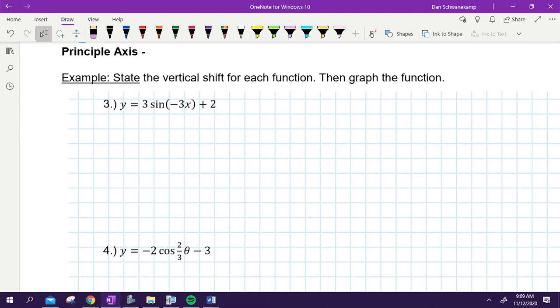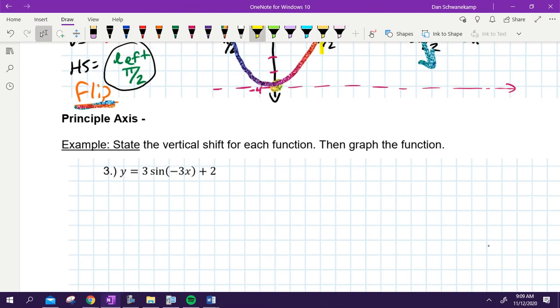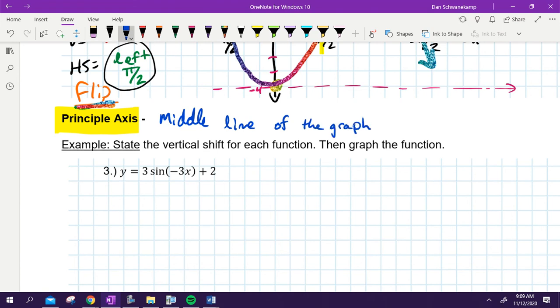Let's go to the next one. We're adding a new phrase here, the principal axis. You will not hear me call it the principal axis very often, but it is the principal axis. The principal axis is the middle line of your graph. It's the line that would split it right down the middle. We won't use principal axis. The phrase we will use is midline. The textbook uses principal axis a little bit. It's the midline. It's the line in the middle.